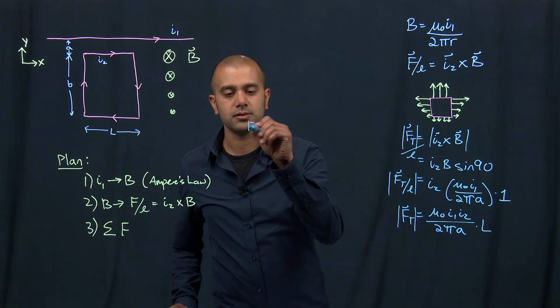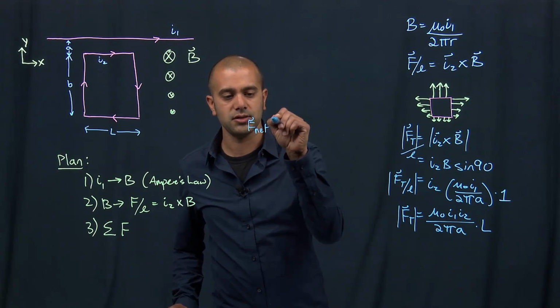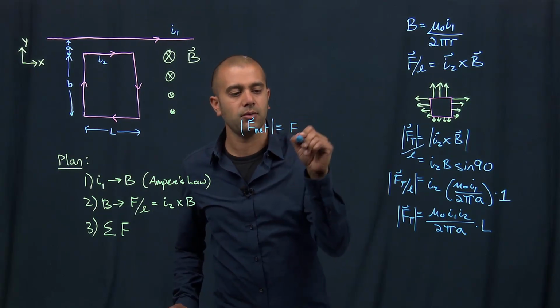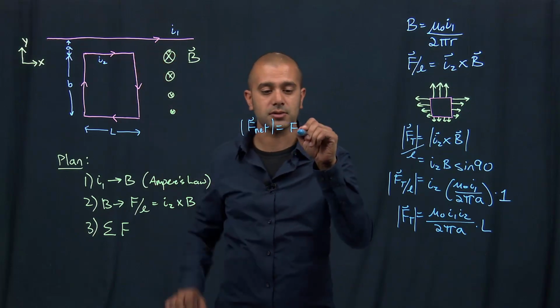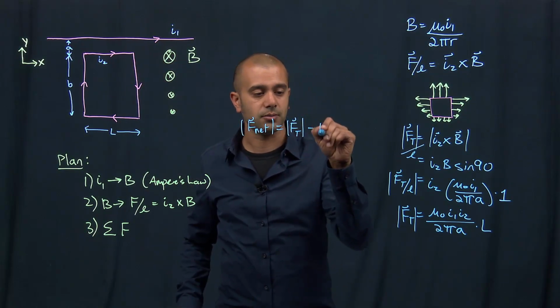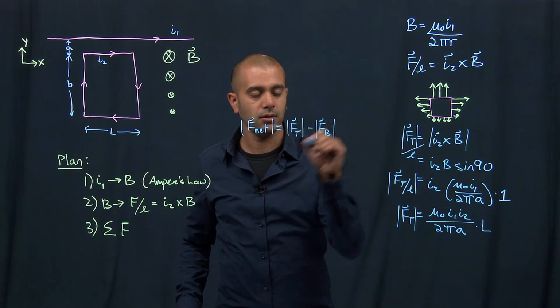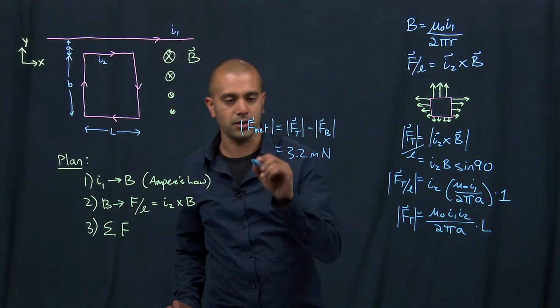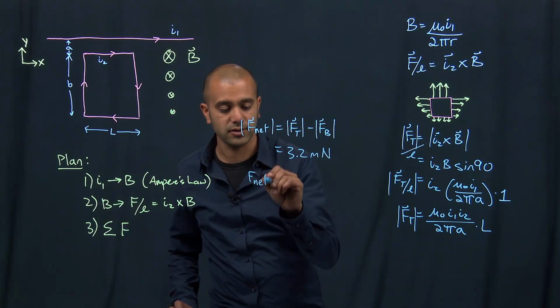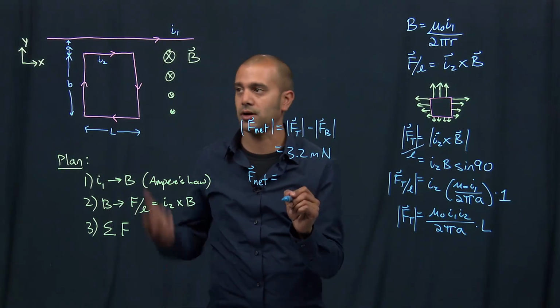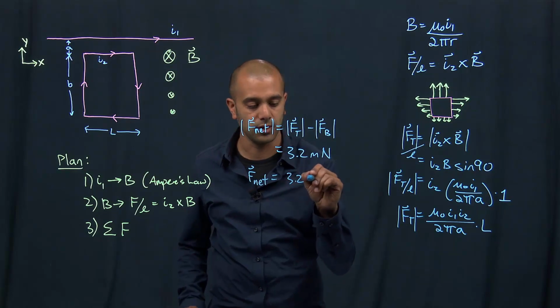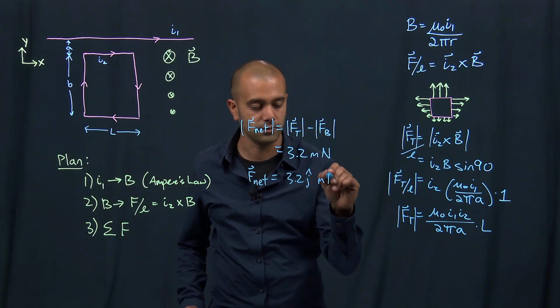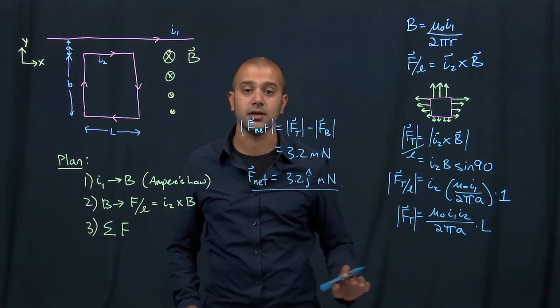And the net force we get is just the difference between the force in the top segment and the force in the bottom segment. And if you plug in the numbers, you should get 3.2 millinewtons. And so the vector representing this force, because it points in the positive y direction, is 3.2 j, and the units are millinewtons. And so that's the answer.